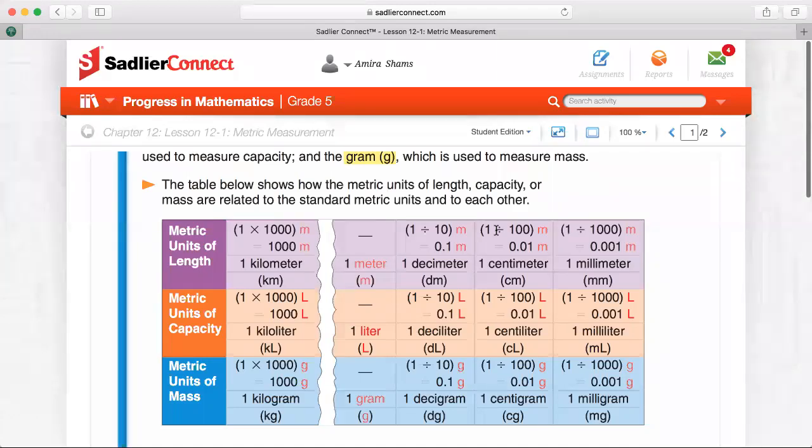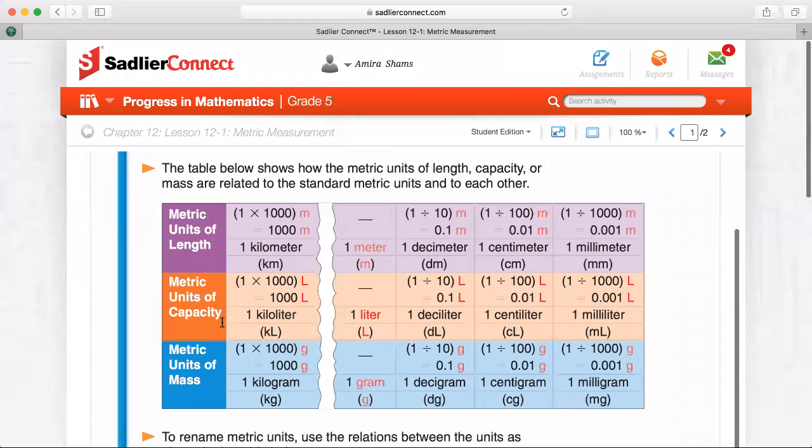Then I will go to the metric units of capacity. Kiloliter is the greatest. Milliliter is the least. In between, in order from greatest to least, I have liter, deciliter, and centiliter. Okay, girls?